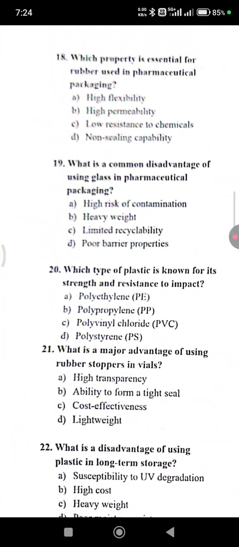Which property is essential for rubber used in pharmaceutical packaging? That is option A, high flexibility. What is a common disadvantage of glass in pharmaceutical packaging? That is heavy weight.